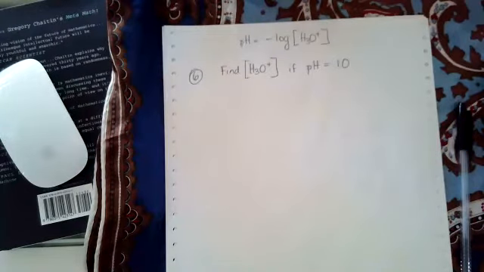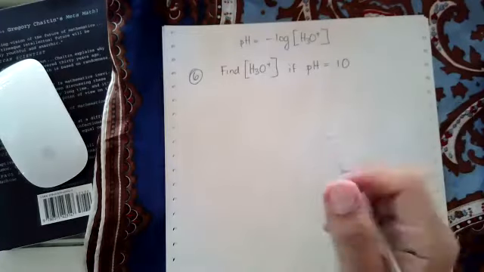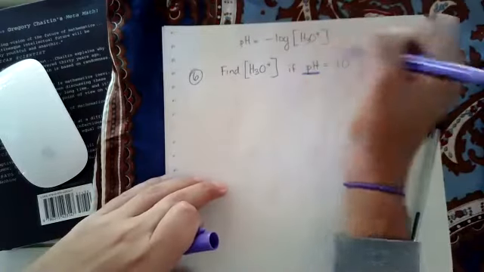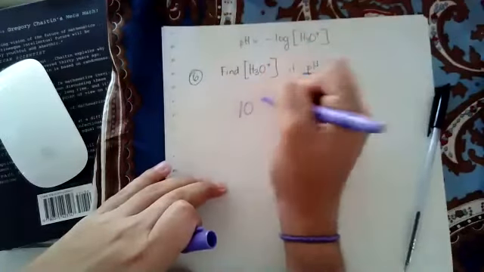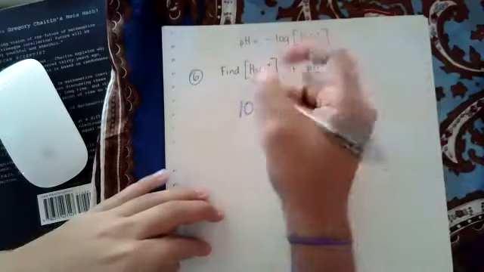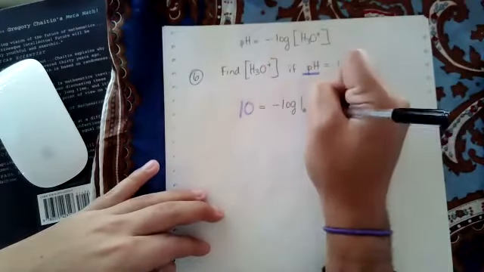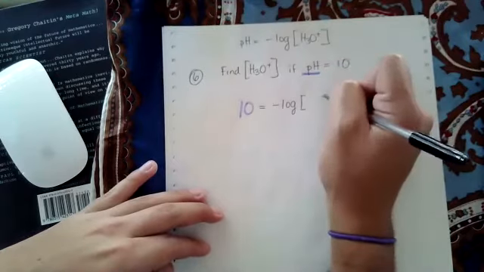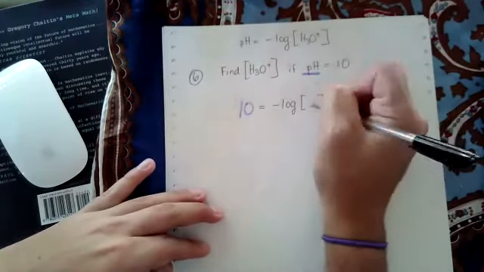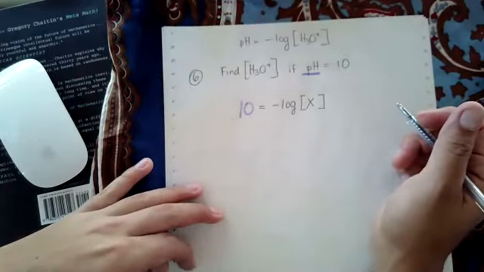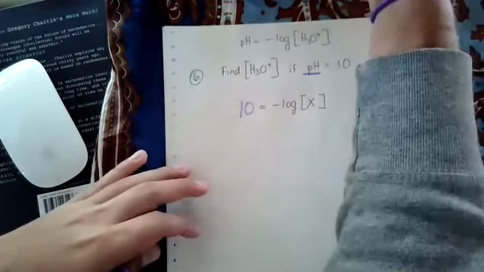Put your 10 in front of the equal sign. Absolutely. Okay. So because we were given pH, we're going to say 10 is equal to negative log of our hydronium concentration. And if it's simpler to just call this X, so you don't have to keep writing H3O plus over and over again, that's fine. We're just solving for our missing variable.